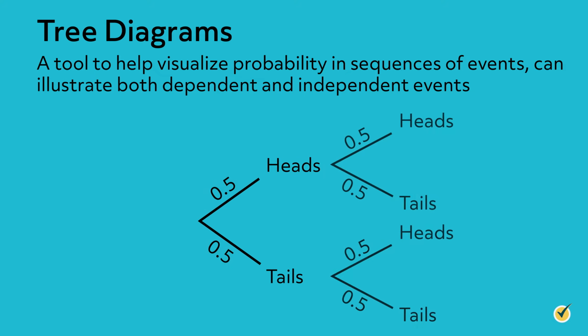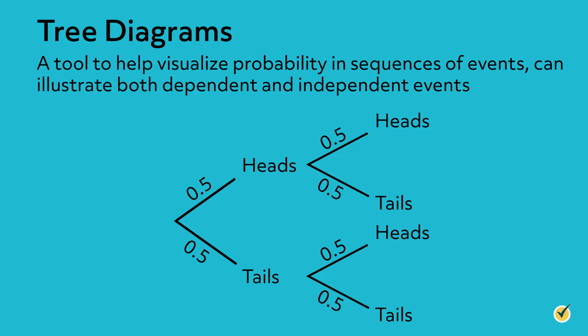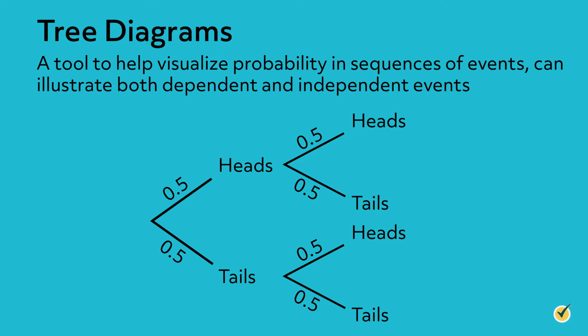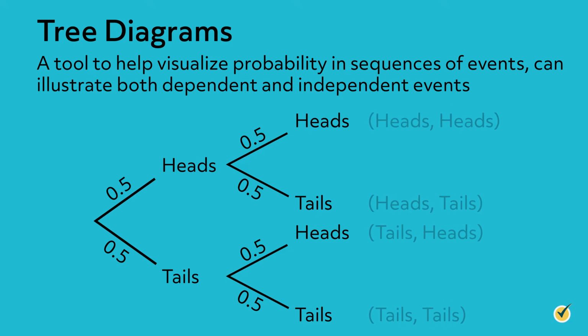Let's extend the tree diagram to include 2 coin tosses. As you can see, we added 2 more branches to each original branch to represent the second coin toss. After an initial coin toss of heads, the second coin toss could be heads or tails. After an initial coin toss of tails, the second coin toss could be heads or tails. In the second coin toss, there is a probability of 0.5 for the coin landing on heads and a probability of 0.5 for the coin landing on tails. To clarify the sequence of events, write the outcome of both coin tosses at the end of each branch.